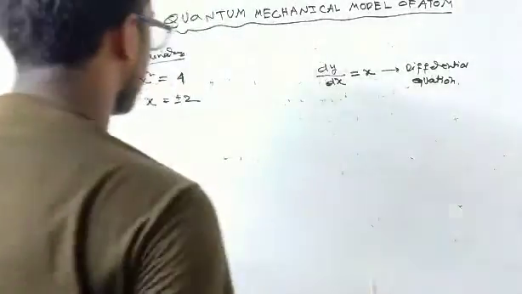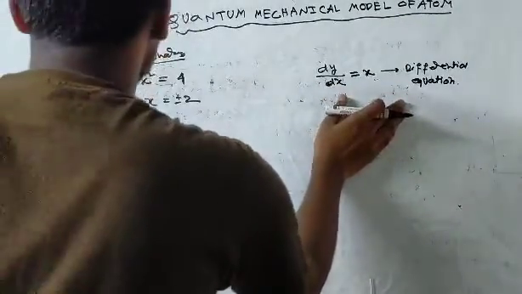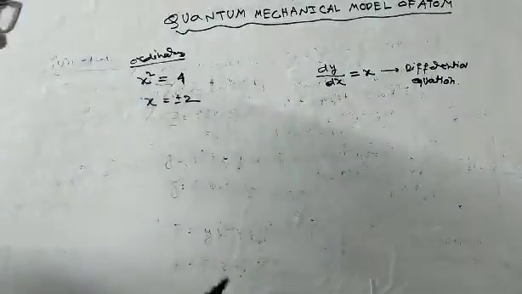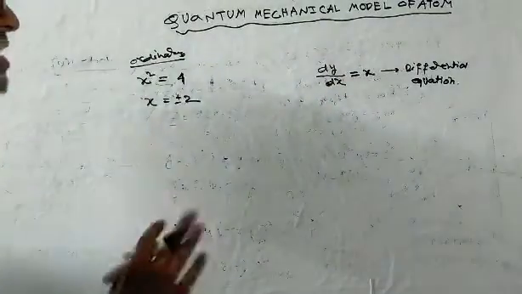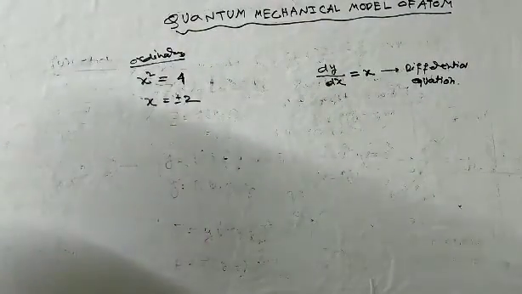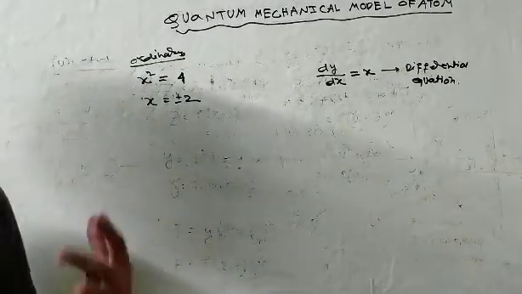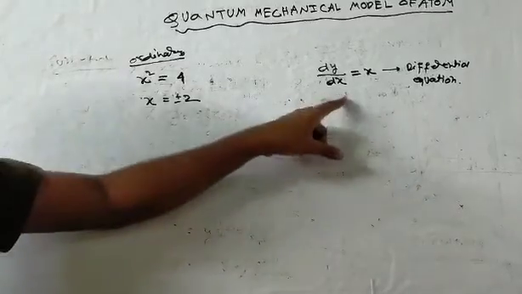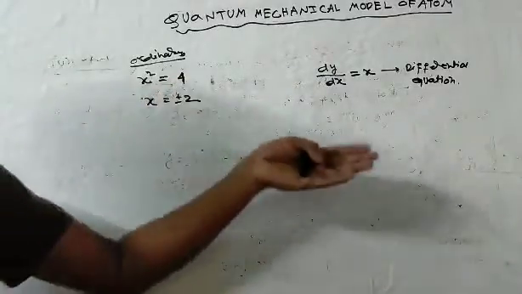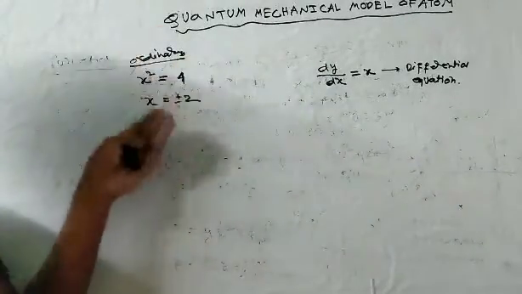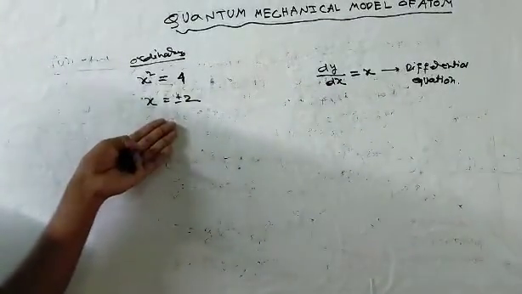Now let's solve this differential equation. We will categorize equations into two parts: one is the ordinary equation, and one is the differential equation. What is a differential equation? If any equation contains some calculus terms like dy dx, some derivative terms, then these equations are called differential equations. If any equation does not contain any kind of differential form, then this equation is called an ordinary equation. So this is an example of a differential equation, and this is an example of an ordinary equation.